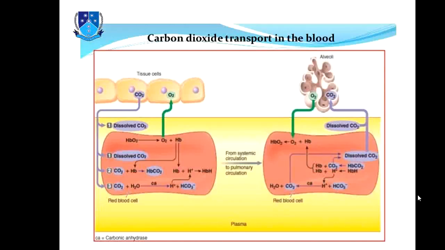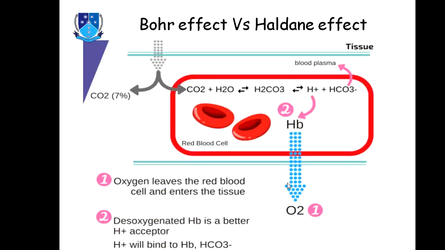And why is this carbon dioxide detached here? Because of the Haldane effect over here. What is the Haldane effect? The Haldane effect is opposite to the Bohr effect. The Bohr effect is the release of oxygen from the hemoglobin due to increased concentration of carbon dioxide, while the Haldane effect is exactly the opposite of the Bohr effect.